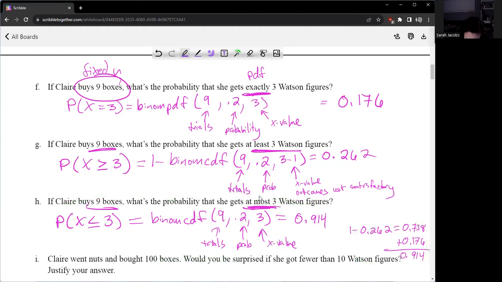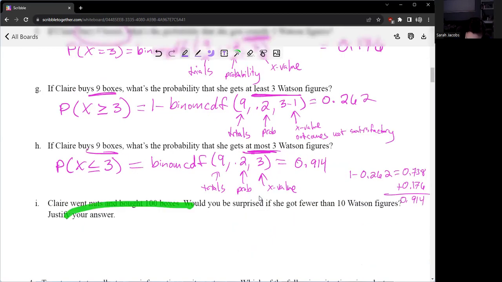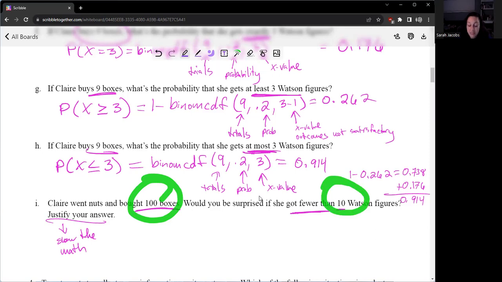All right. Claire went nuts and bought 100 boxes. Okay, it's too much cereal. Would you be surprised if she got fewer than 10 Watson figures? Justify your answer. Anytime it says justify, this means show the math. Actually do the work. So let's just calculate the probability that in 100 trials, we're going to get fewer than 10 Watson figures at a 20% chance of getting a Watson figure on any given box.